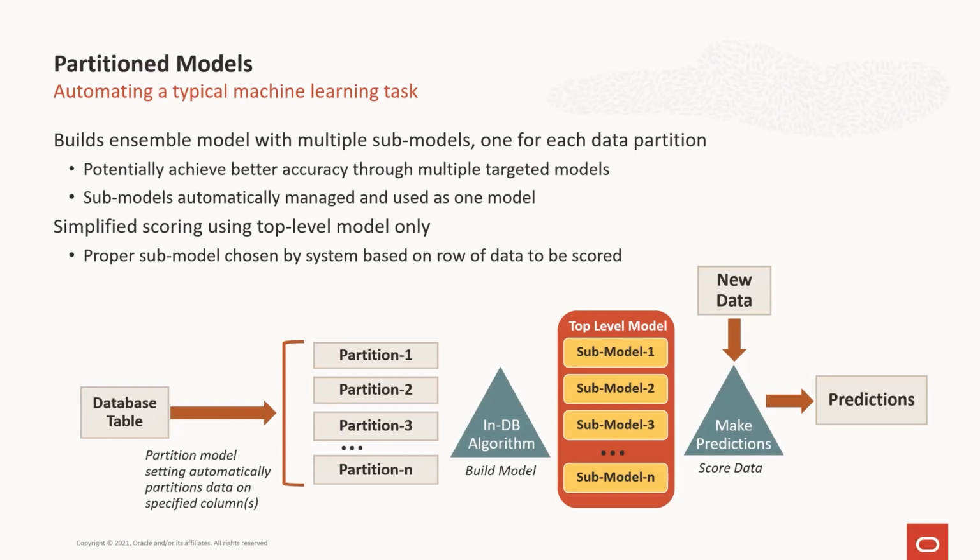Partitioned models allow users to build a kind of ensemble model with automatically produced submodels, one for each partition. This automates a typical machine learning task and can potentially achieve better accuracy through multiple targeted models. The submodels are automatically managed and used as a single model. When you go to make predictions, you only need to leverage the top-level model. The proper submodel is automatically chosen based on the row of data to be scored, which includes the partition value or values.